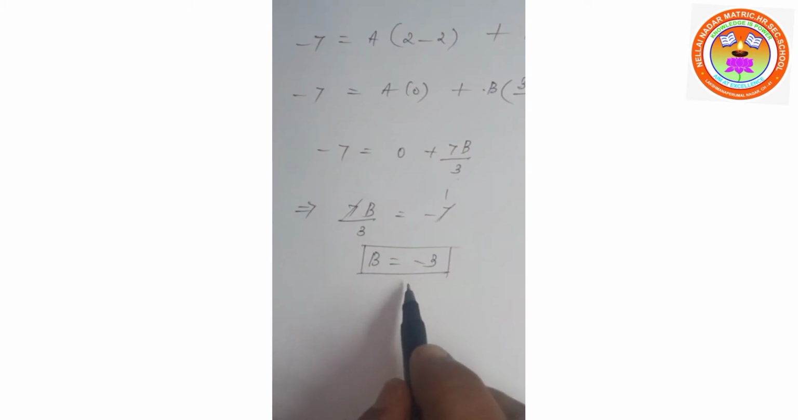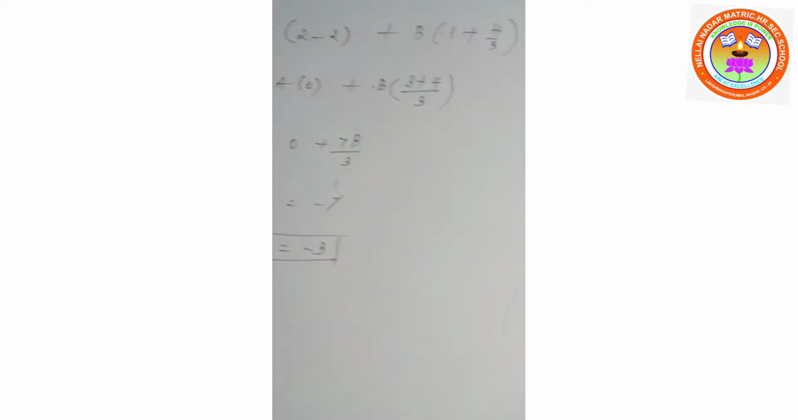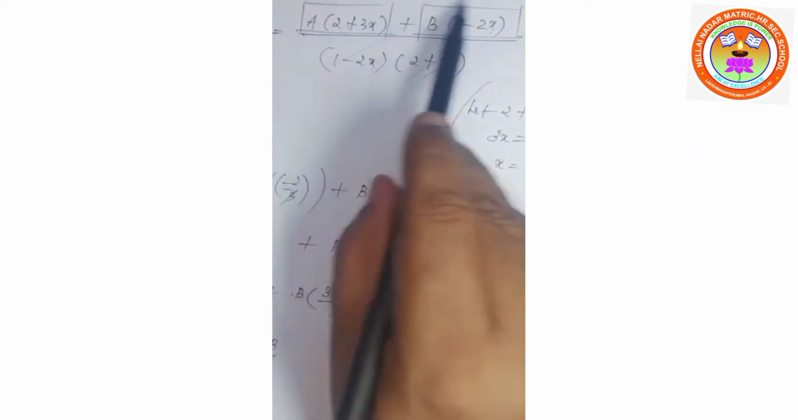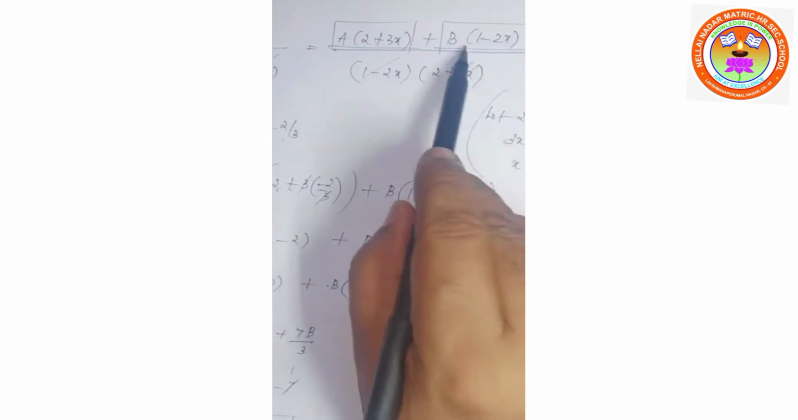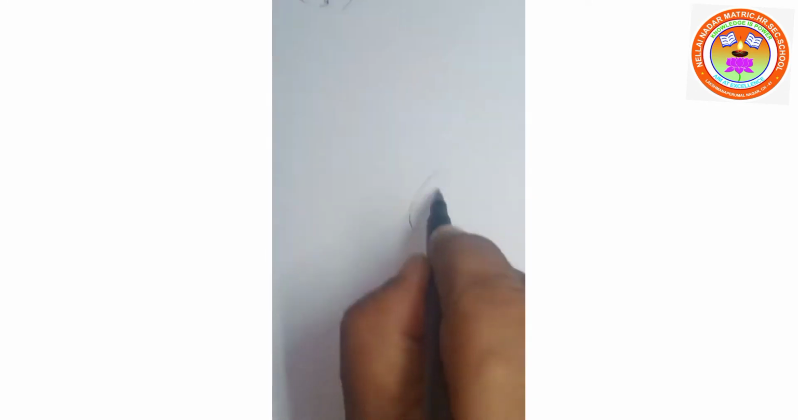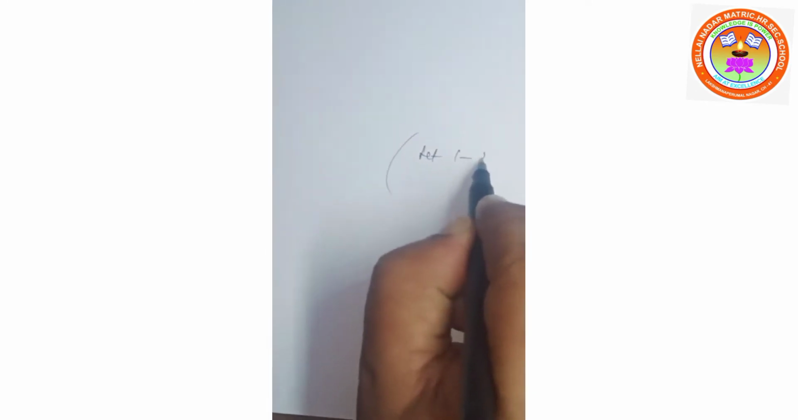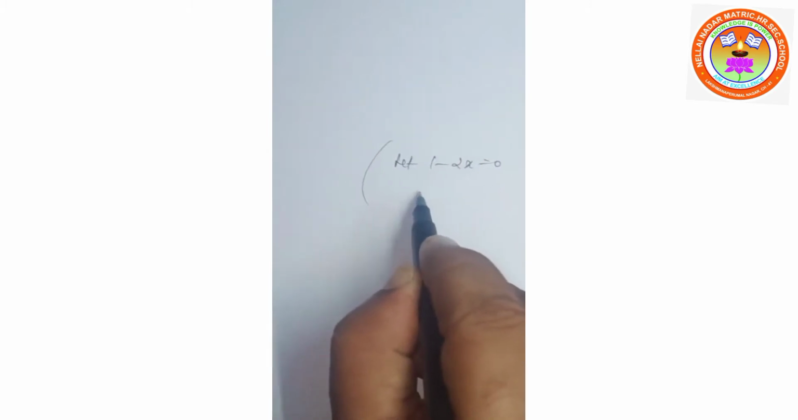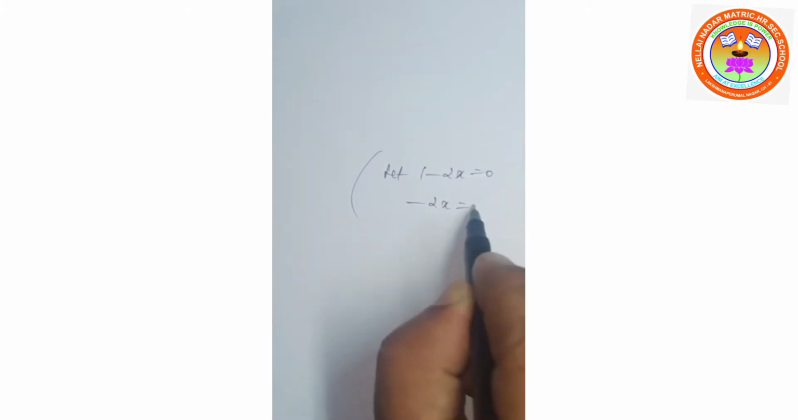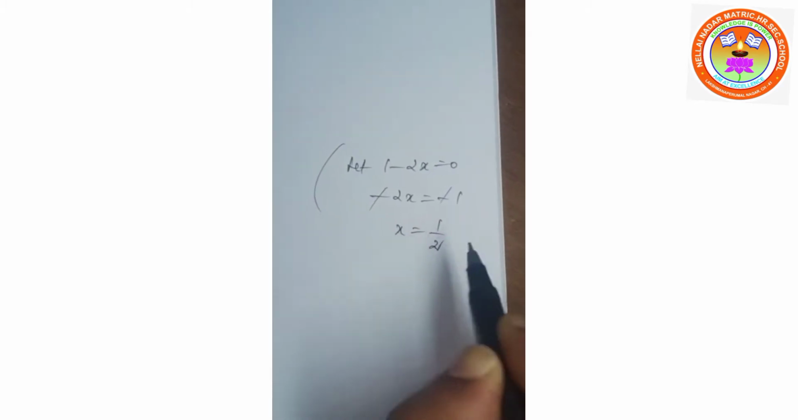Now we have to find the value of a. Now the second block which is inside the brackets, 1 minus 2x. Take 1 minus 2x equals 0. So minus 2x equals minus 1, since plus 1 comes to the right hand side as minus 1. Both minus signs get cancelled. X is equal to 1 by 2.